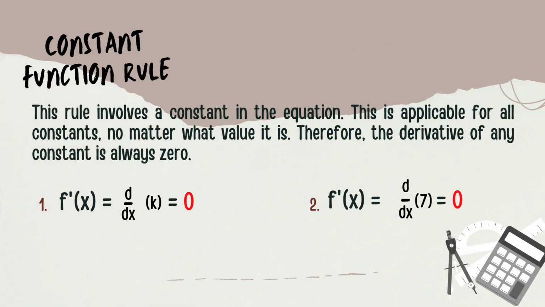Constant function rule. This rule involves a constant in the equation. This is applicable for all constants no matter what value it is. Therefore, the derivative of any constant is always 0. f of x is equal to d over dx times k is equal to 0. If f of x is equal to k, where k is any real number, then the derivative is equal to 0. Number 2, f of x is equal to d over dx times 7 is equal to 0.